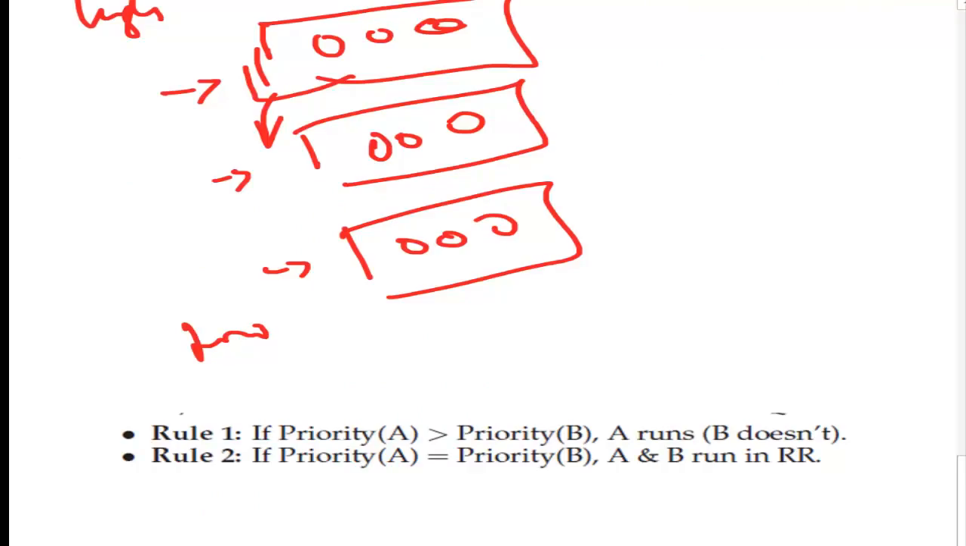So rule number one is: if priority of A is greater than priority of B, so we have two processes, say A and B. Now if A has more priority than B, then definitely A is going to run, and B doesn't, because A has more priority. Now they may have the same priority. If they have the same priority, they will run in a round robin fashion. So give one chunk to A, then when A gets executed for that chunk, give it to B.